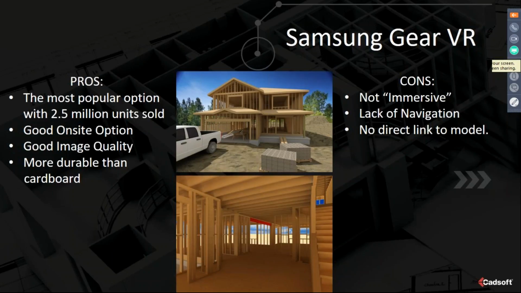If you've seen a Samsung Gear, it's a plastic unit, and it's got a strap to put it onto your head. So it is not as immersive, again, as the higher-end machines of using Oculus or HTC Vive. There, again, is a lack of navigation. You can't easily navigate through the spaces like you can with the other units. And again, you've lost that direct link back to your model.